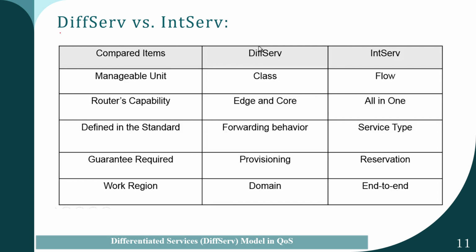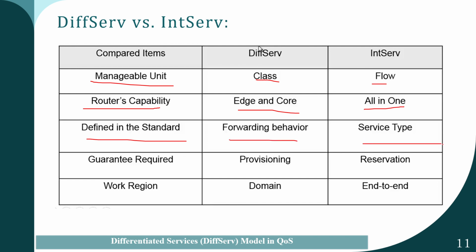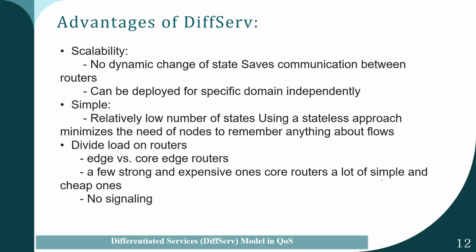Then we will go to the DiffServ and IntServ differentiations. The management unit in DiffServ is class and in IntServ is flow. Routing capability in DiffServ is edge and core, IntServ is all-in-one. Defined in the standards, DiffServ is a forwarding behavior, IntServ is a service type. The resource requirement in DiffServ is provisioning and in IntServ is reservations. Work region in DiffServ is a domain, and IntServ is end-to-end.